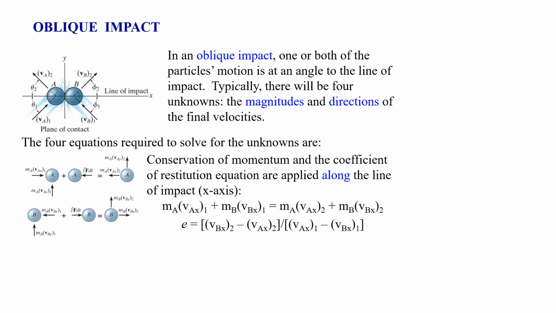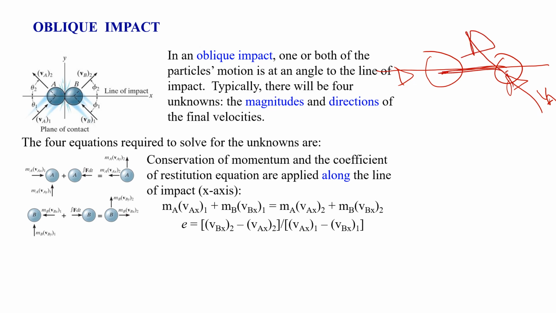And for the oblique impact, oblique impact means you have two bodies, and this is the line of impact, the directional line. If the velocity of one or both of the bodies is not along the line of impact, this kind of impact is called oblique impact. You can break this into two components: along the line of impact and along the direction perpendicular to the line of impact.